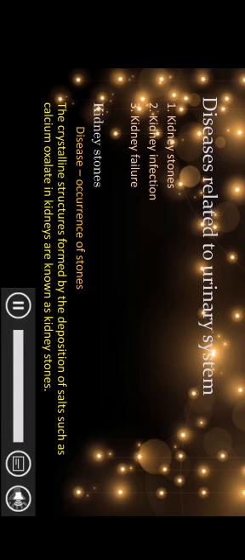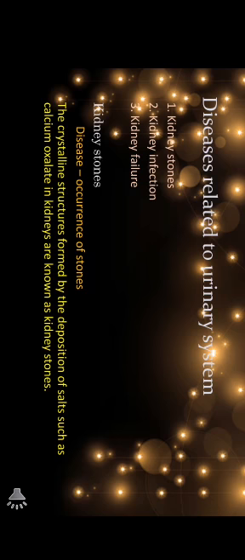After that, I am going to explain about the diseases related to urinary system. There are three diseases related to urinary system. They are kidney stones, kidney infection and kidney failure. Firstly, I am going to talk about the kidney stones. The disease related to kidney stones is occurrence of stones.